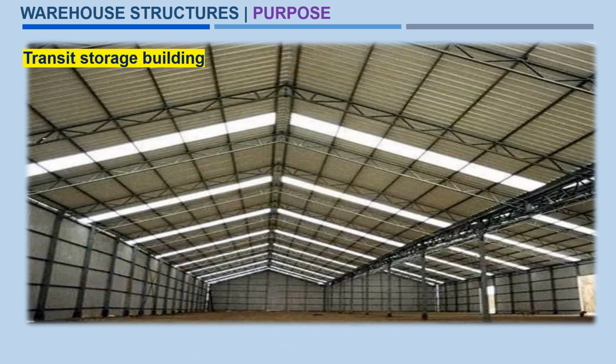This is an internal view of a transit storage building. It is generally built tall in order to make vehicle movement possible. The doorway should also have clearance for vehicle access, and some ventilation is also required. This ventilation is based upon the material we are storing inside.